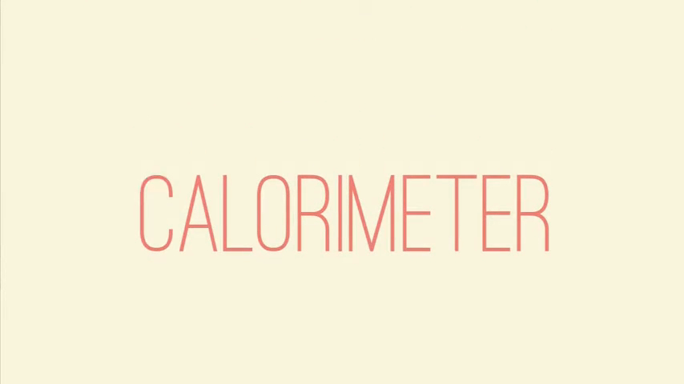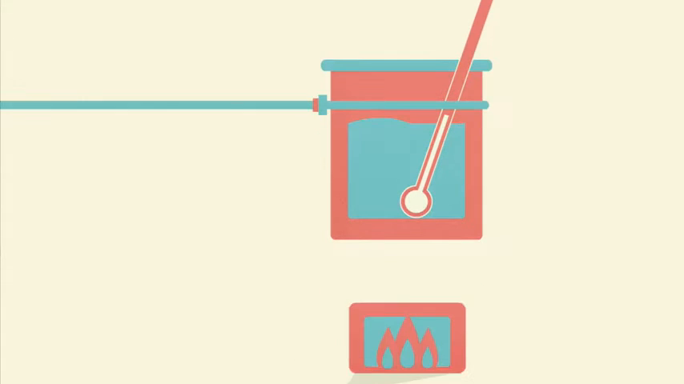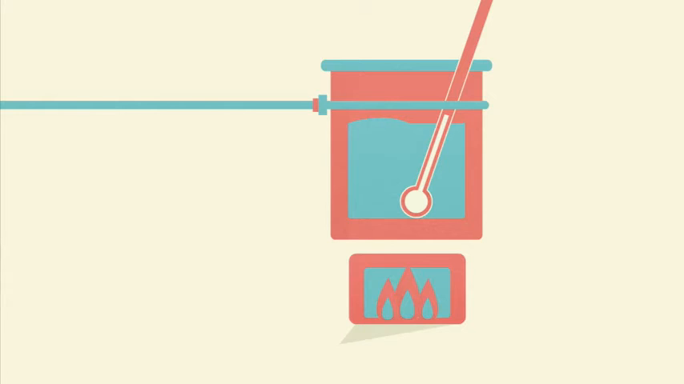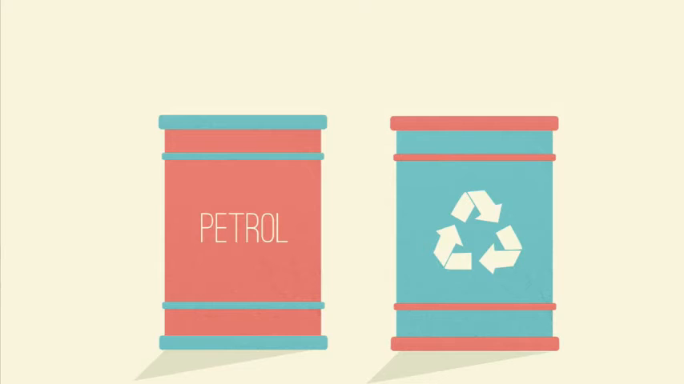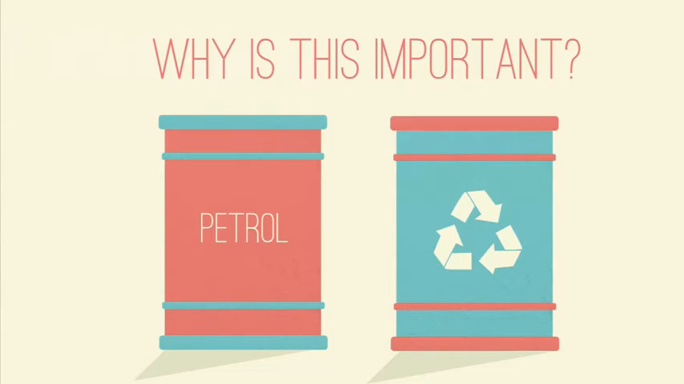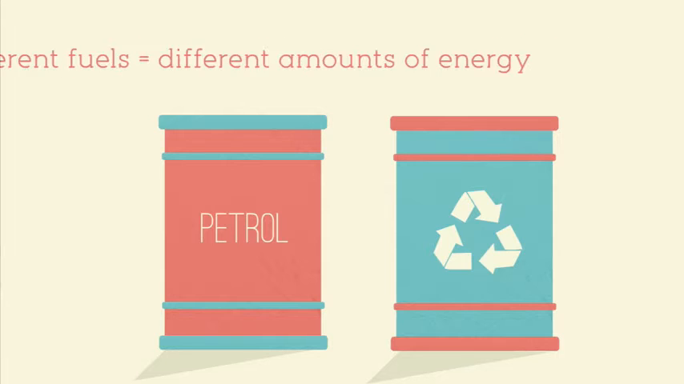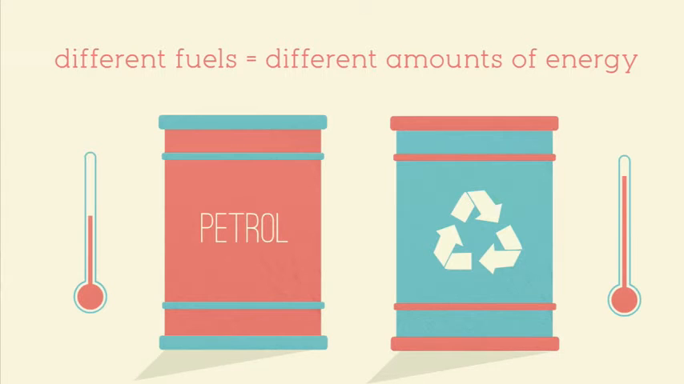The simplest calorimeter consists of a thermometer attached to a metal container full of water and is suspended above a combustion chamber. In a typical calorimetry experiment, you can measure the energy that is released from fuels. Can you think why this might be important? The answer is that different fuels release different amounts of energy.